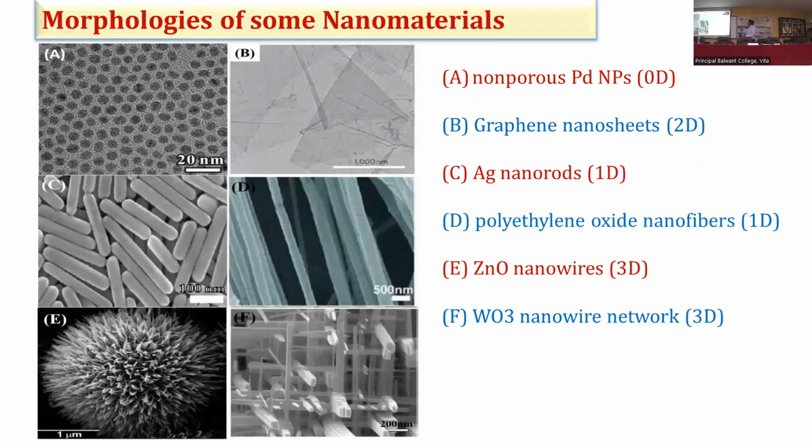Now some morphological nanoparticles. Now this is a nanoporous palladium nanoparticle having 0 dimension. This is the graphene nanoseeds having 2 dimension. This is the Ag, that is silver nanorods having 1 dimension. This is the polyethylene oxide nanofibers having 1 dimension. This is the nanowires of zinc oxide having 3 dimensions. And finally, nanowire network having 3 dimensions.